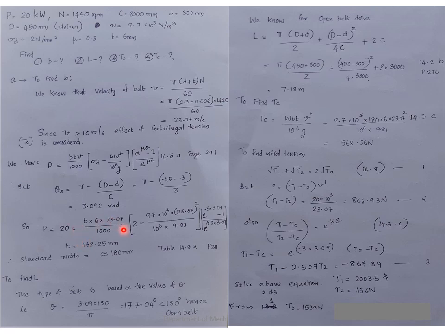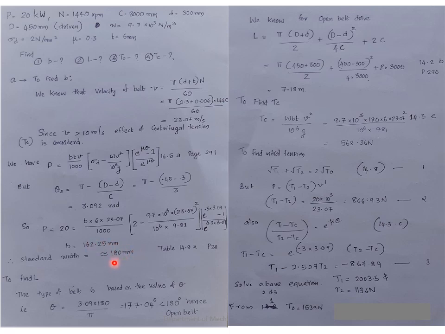P is given as 20, and substitute that value here. Every parameter other than B is given, so substitute those values and we can easily obtain the value of B. Here theta s is equal to pi minus (D minus d) by c, given as 14.1 in our data book, page number 289. Here you can obtain the value of width as 162.25. In our data book, there is a table 14.9a where you can find the standard width. It lies between 160 and 180, so we select the value of 180.